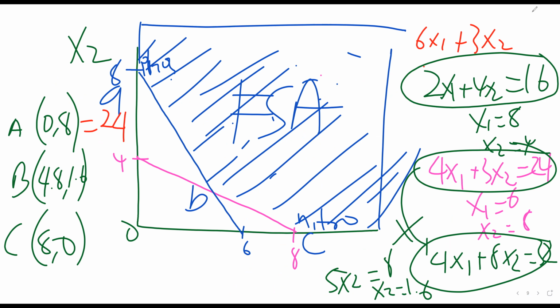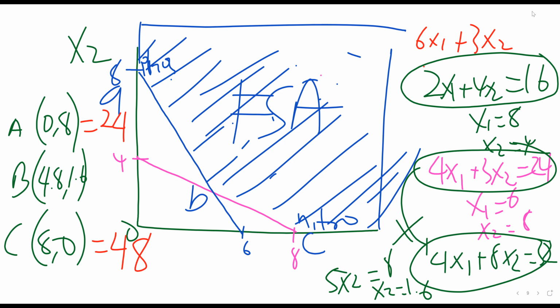Yes, Doc. All right. Then at point C, let's deal with C first. X2 is 0. So this will be 6 times 8 for the value. 6 times 8 will give you what? It will give you 48. At point C, the cost is 48. And then let's go to B.